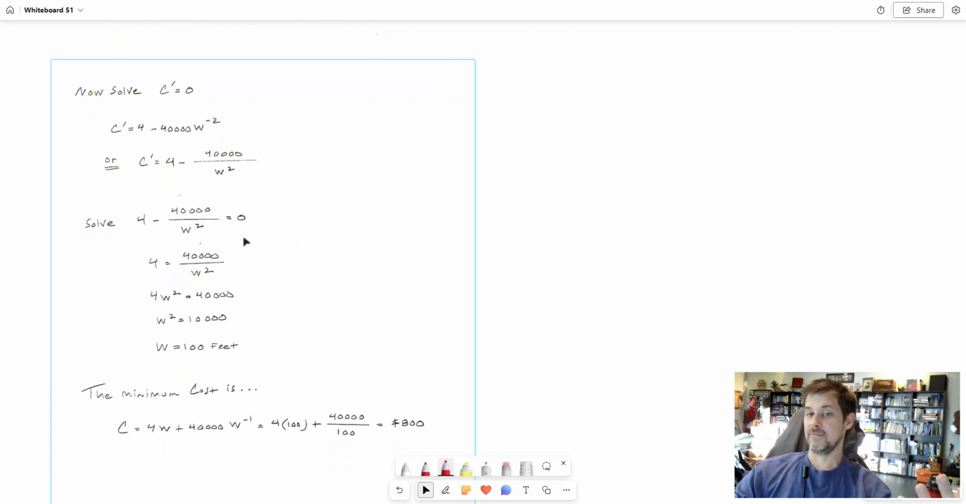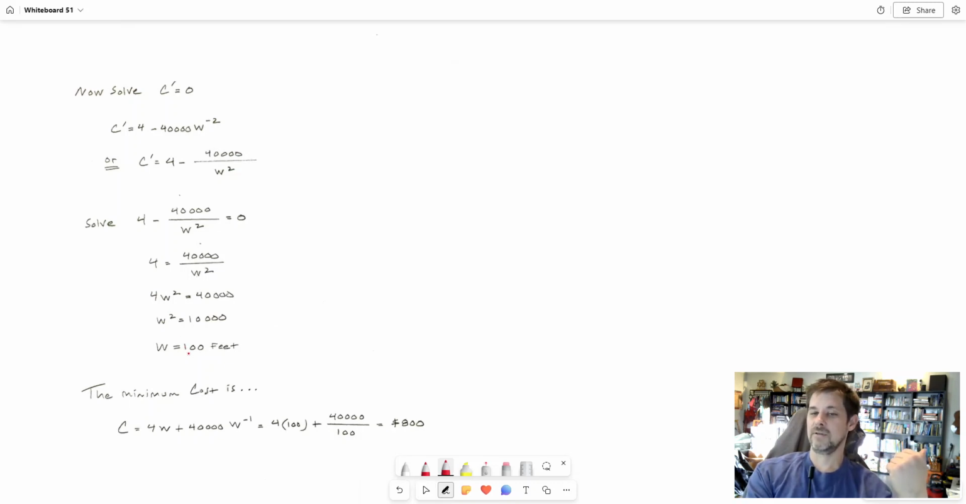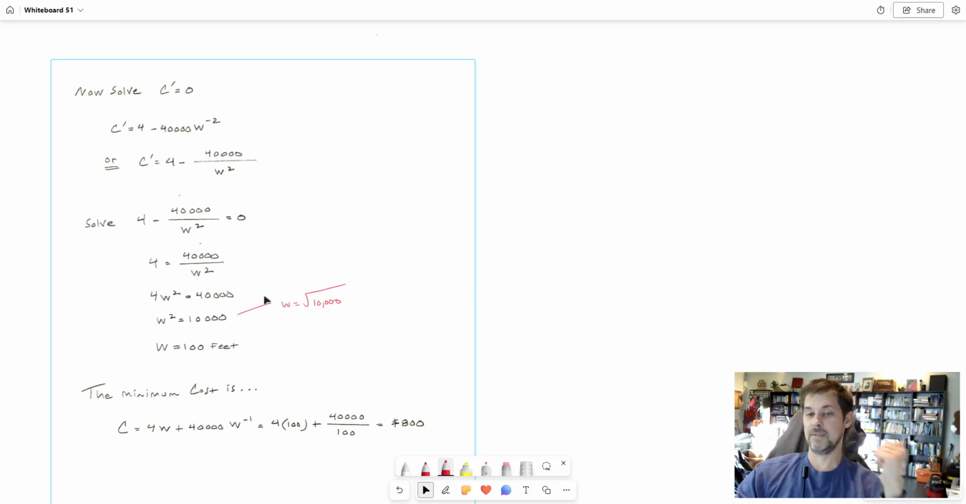So that's the derivative as I'm going to solve it equal to 0. Here's how I solve it. I move this to the right, giving me 4 equals 40,000 over W squared. I multiply both sides by W squared. I get 4W squared equals 40,000. I divide by 4. I get W squared is 10,000. In this last step I took the square root of that number. I didn't write that step, but W equals root of 10,000, and that's 100. 100 what? 100 feet, right? Because W was the width of that rectangle in feet.